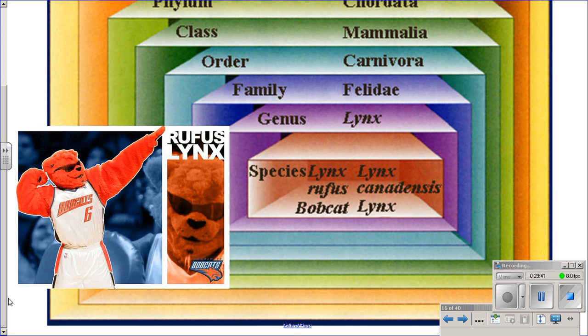So there are two different species that fall into the genus Lynx. There's Lynx rufus and there's Lynx canadensis. So that's an actual lynx. The bobcat is the common name of Lynx rufus. So they named the bobcat team Rufus Lynx.